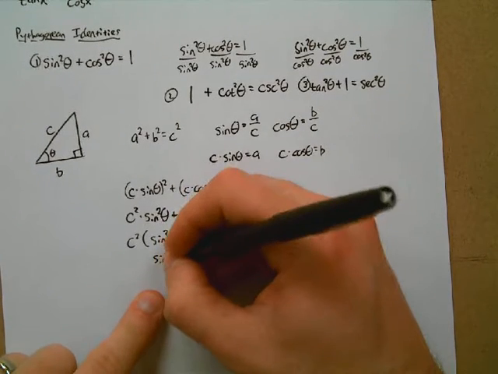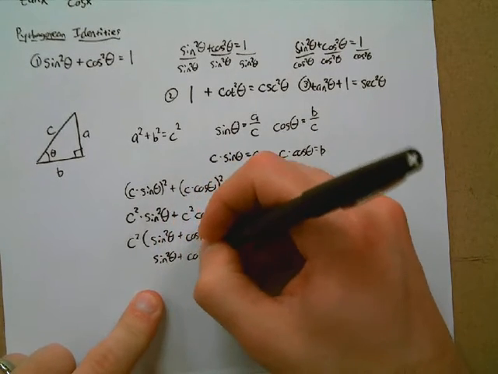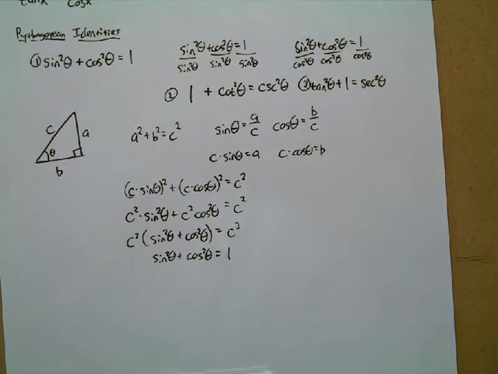Okay? It's just a combination, a marriage of our understanding of both sine, cosine, tangent, and the Pythagorean theorem. Okay? Using all the right triangle stuff.